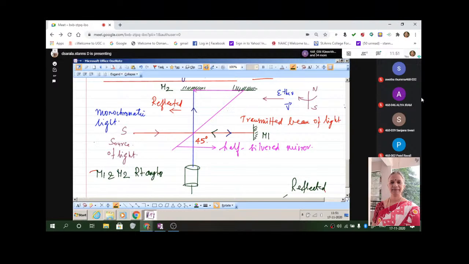The velocity of light is denoted by the letter C. So if it is moving in the same direction, the speed is C plus V. In the opposite direction, it is C minus V, the relative velocity. So far so good.